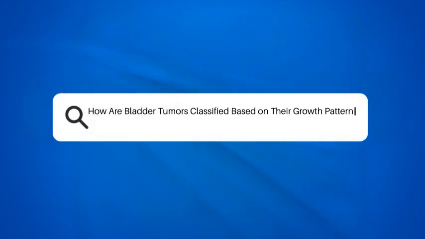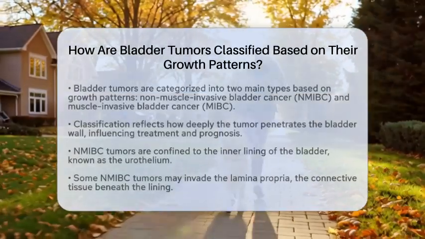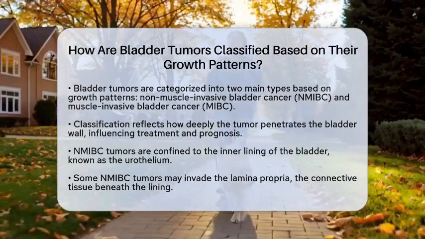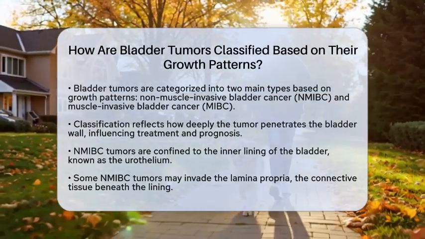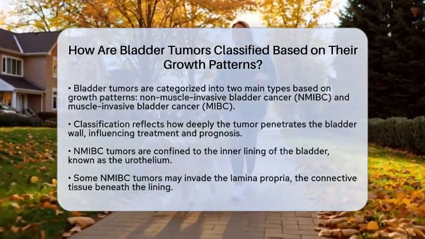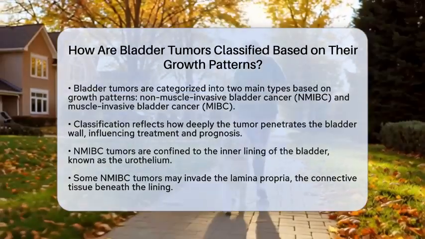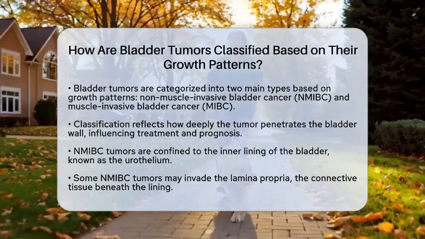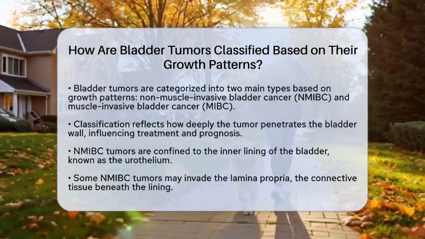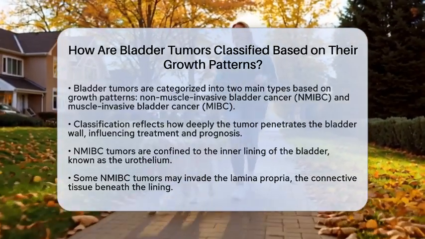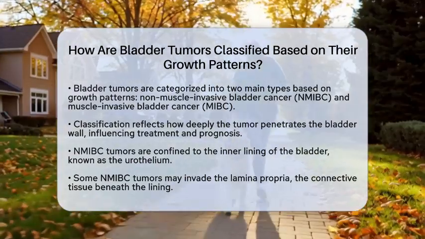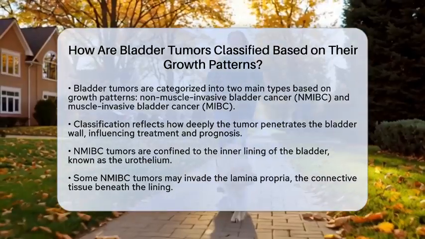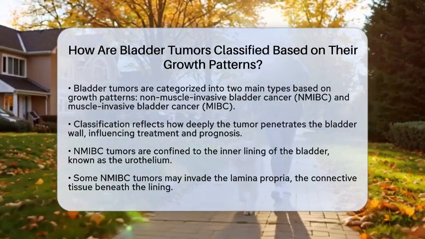How are bladder tumors classified based on their growth patterns? Have you ever wondered how bladder tumors are categorized? Understanding their classification is vital for treatment and prognosis. Bladder tumors are mainly classified into two categories based on their growth patterns: non-muscle-invasive bladder cancer and muscle-invasive bladder cancer. This classification is important because it reflects how deeply the tumor has penetrated the bladder wall.